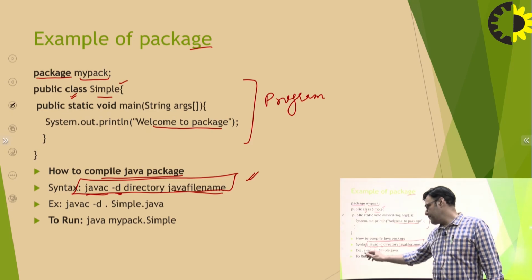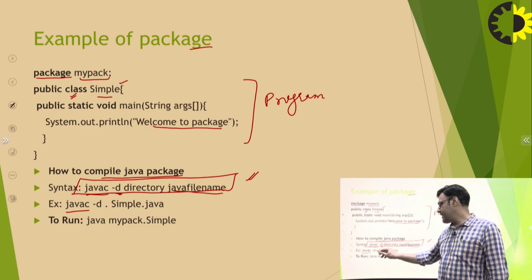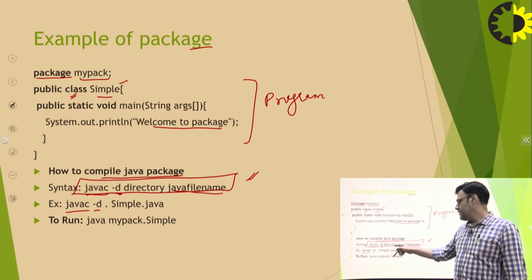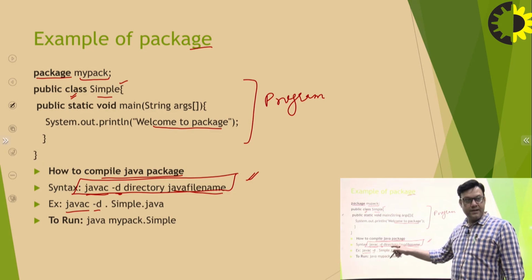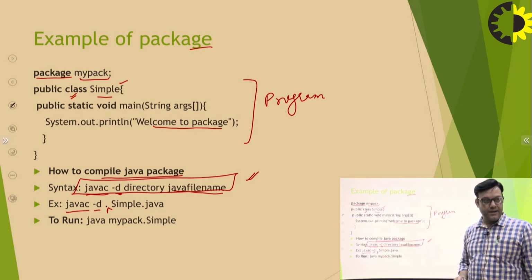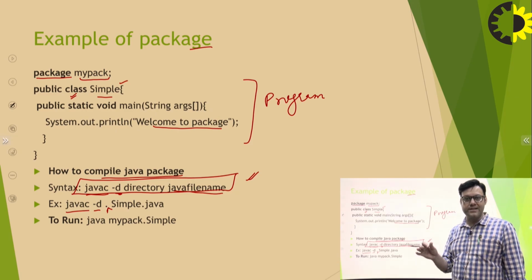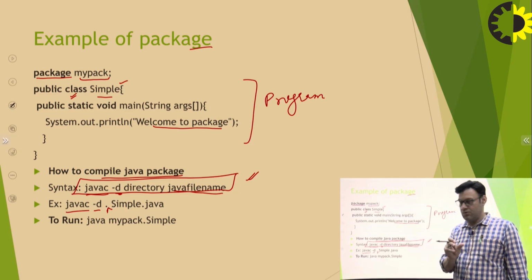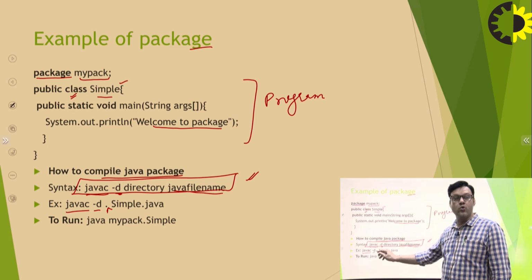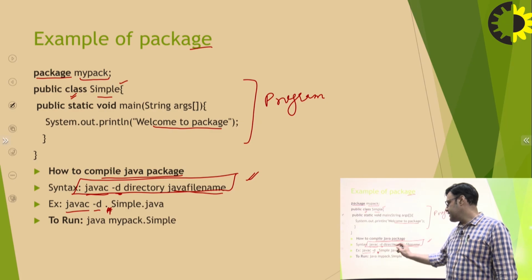So for example, javac, I will use -d here, for the directory. The dot sign represents the current directory. If I know I have saved my program in the C directory or D directory, then I will give its full path. So this dot will represent the root directory. Then dot, then the Java file name.